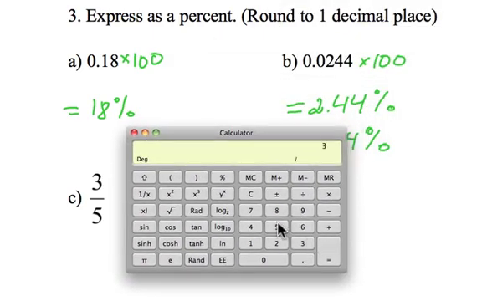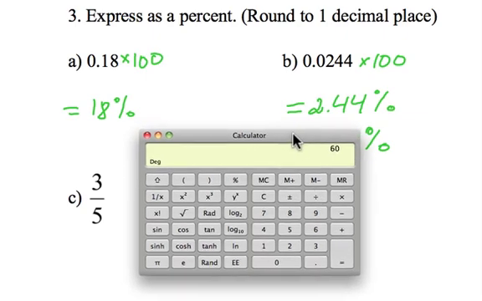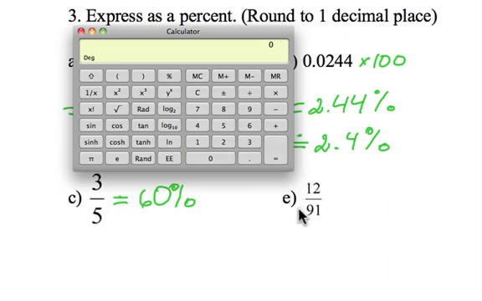So 3 divided by 5 equals 0.6, and then we multiply that by 100 equals 60%. Question E, we have a fraction, so we'll change it into a decimal number first and then change it into a percent. So we have 12 divided by 91, and times 100 to change it into a percent. And that equals 13.1868. We have to round to 1 decimal place, so we're going to look at the second decimal place, and that's an 8, so 1 will change to a 2, so the answer will be 13.2.